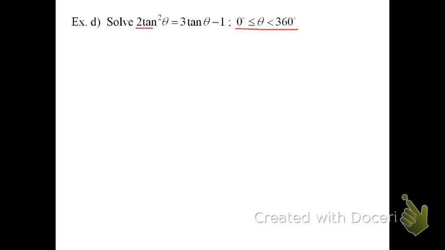Notice that there is a squared term here with tangent. There's a linear term with tangent over here on the other side. And then we've got this constant. This represents what we call a quadratic form. That's what I'm talking about, just like from Algebra 2.